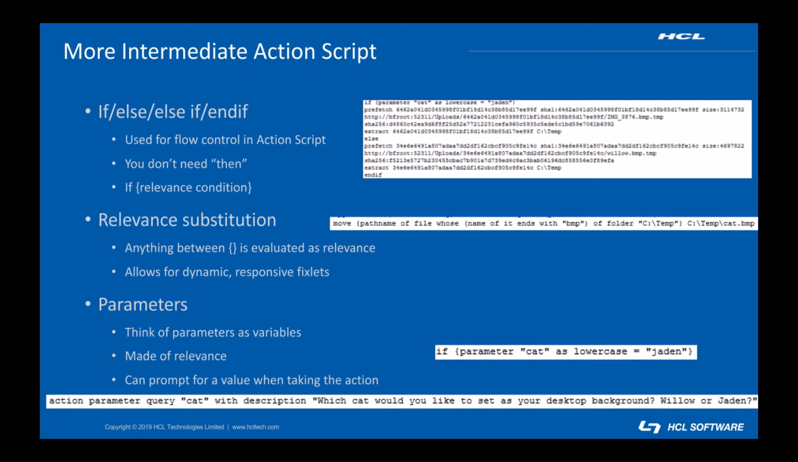But like I said at the beginning of the first video, I have two cats, and I want the FixLit to prompt me for which cat I'd like to make my desktop background. To do that, we'll round out our skill set with a few more commands: flow control like if and else, relevance substitution, and parameters.